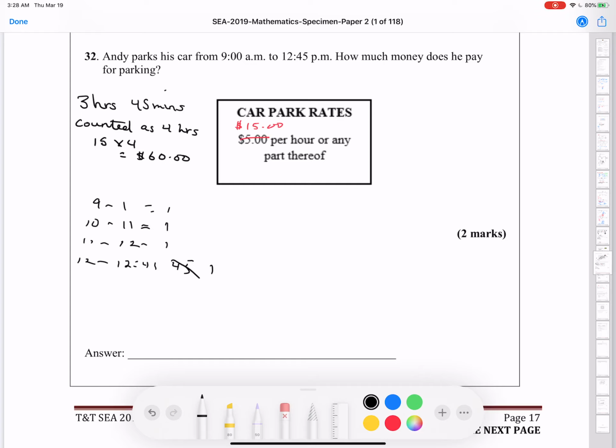That's 4 hours. 4 hours at what rate? 15, which we're supposed to know mentally. 15 fours are 60. So the answer is $60.